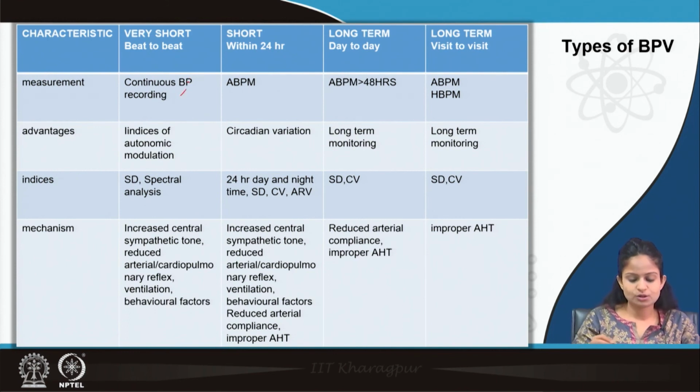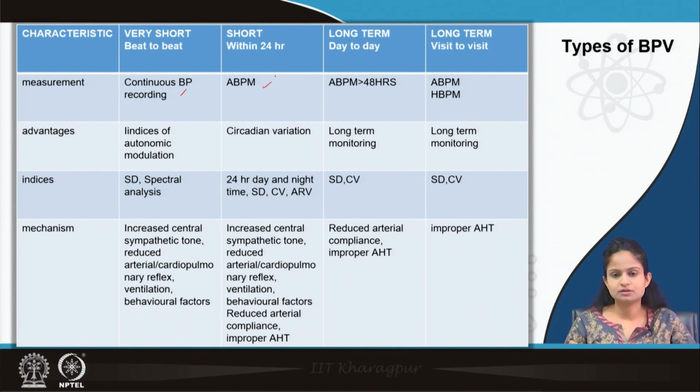The continuous BP recording is done for beat to beat, very short. Ambulatory blood pressure monitor is for within 24 hours, day to day. If it is more than 48 hours, ambulatory blood pressure monitoring. Home based and ambulatory both for long term, that is visit to visit.